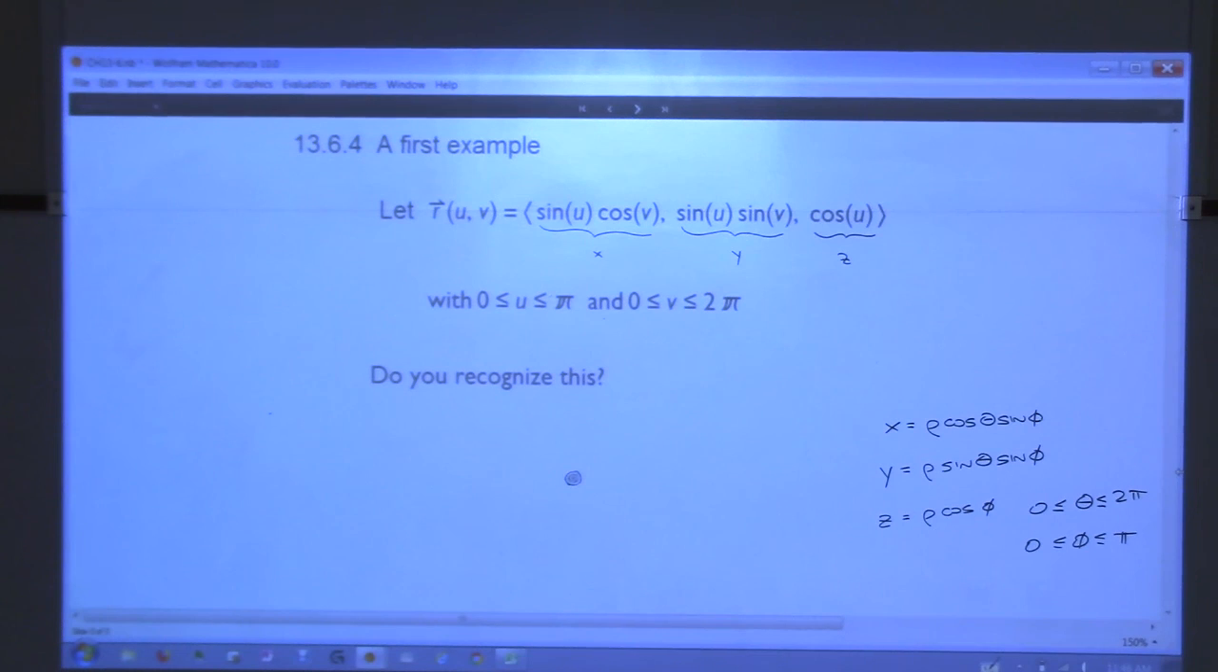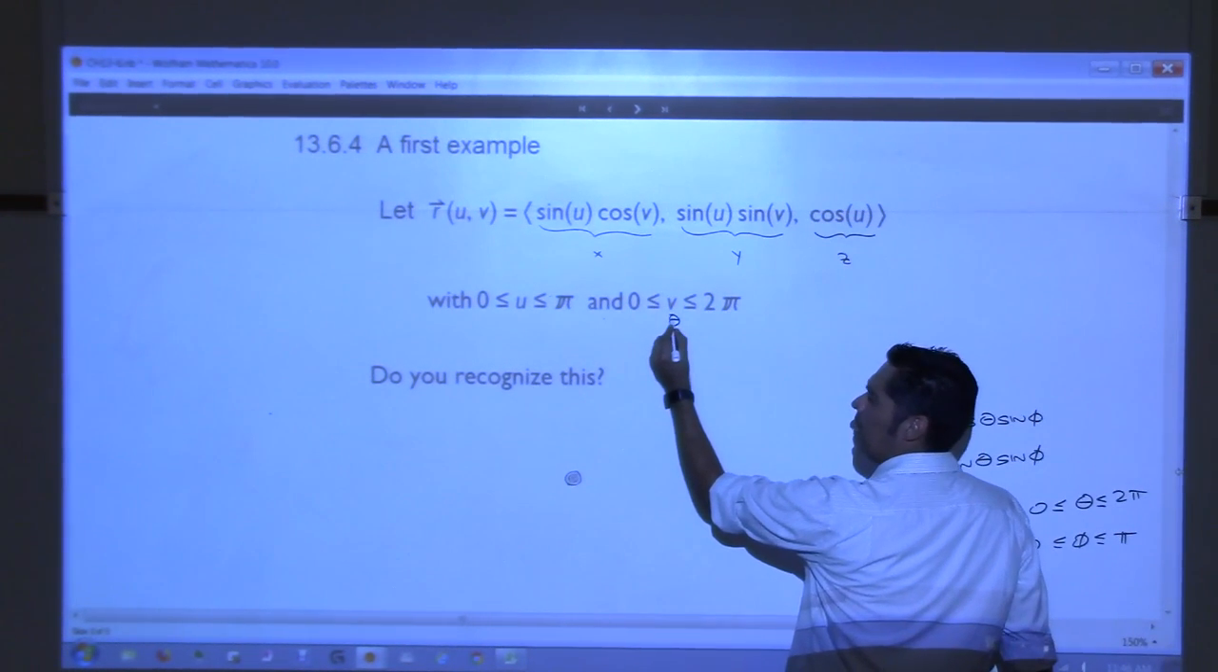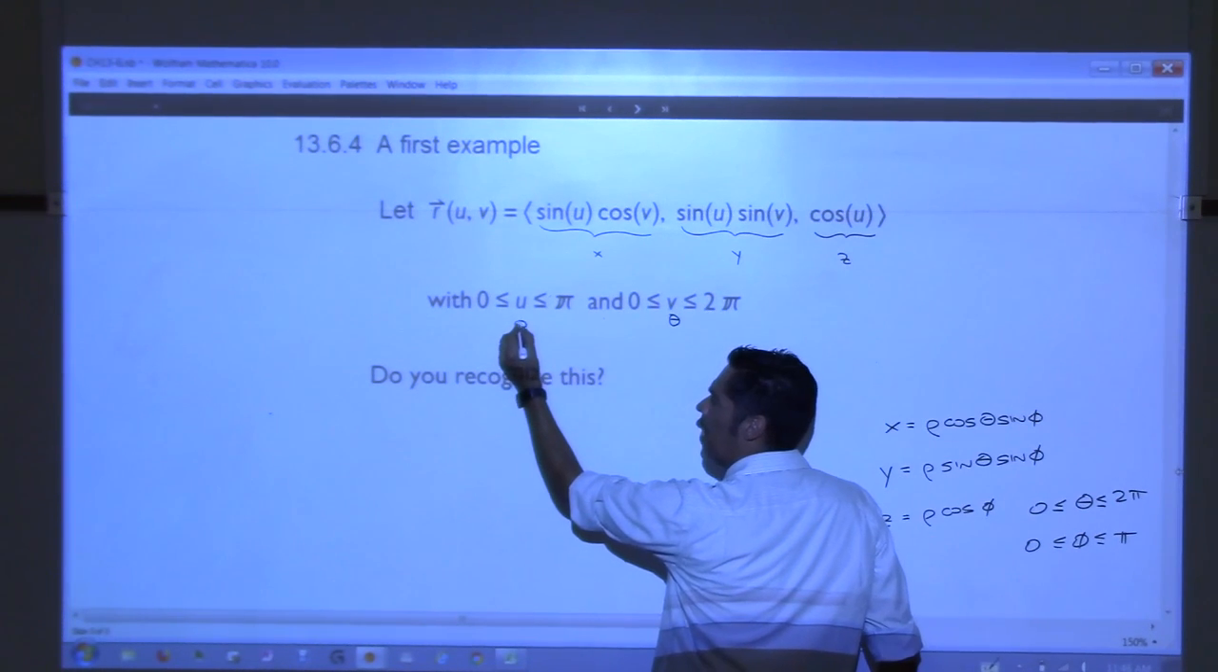Okay, now, look at this vector function. And do you see that that is this? Y'all see that or no? Just making sure I wrote everything down right here. Okay. So, what's rho in this problem? 1. And this one right here would be equivalent to what theta would be, and this one right here would be equivalent to our phi.